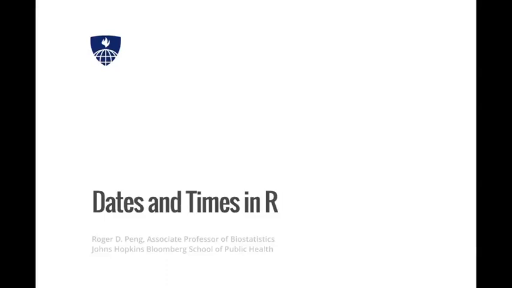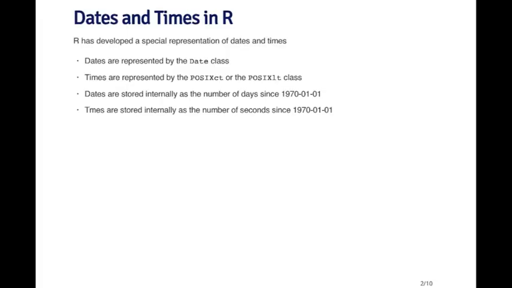I want to talk briefly about dates and times in R, which is a very special topic and could require a lot more time. But I'm just going to talk a little bit about how R represents dates and times and how you can use them in arithmetic and data analysis types of computations. So R has a special way to represent dates and times, and they're represented using special data classes.